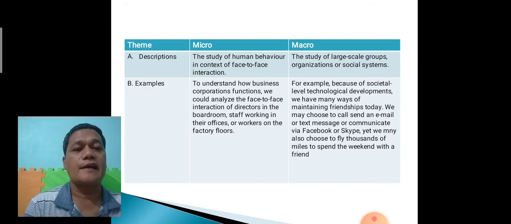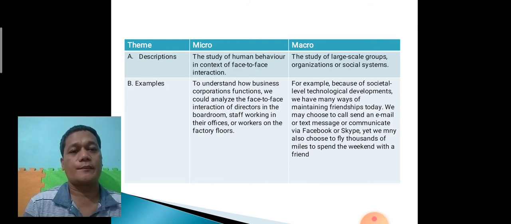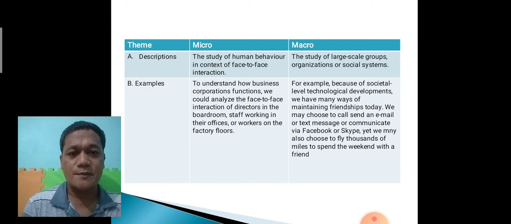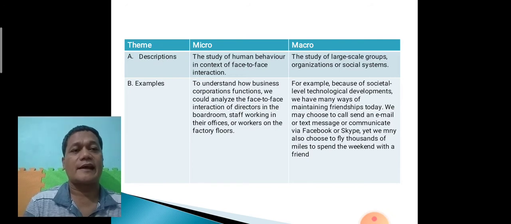So, you have the example. Sa micro, halimbawa ay katulad sa situation natin ngayon. Ang basic example is to understand how business corporation functions. So, we need to analyze yung daily activities nila, yung face-to-face interaction, bakit may mga negosyo na mas may tendency na maging successful, yung iba ay hindi. So, you are dealing with very specific and detailed, dun sa tinatawag nating face-to-face interaction.